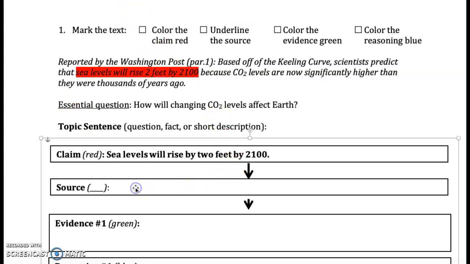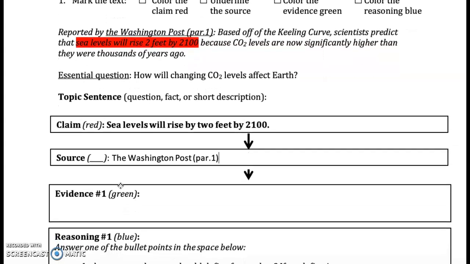Okay. So what is our source? We want to underline the source. So where is this coming from? It's coming from the Washington Post, paragraph 1. So I'm going to go ahead and underline that, and then I'll write that here. The Washington Post, paragraph 1. Okay, so let's go ahead and scroll down.